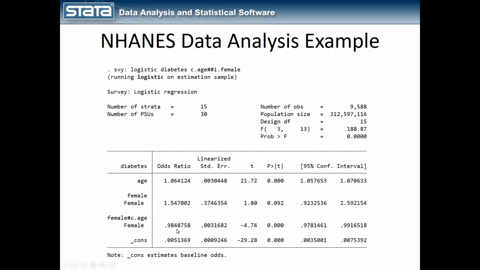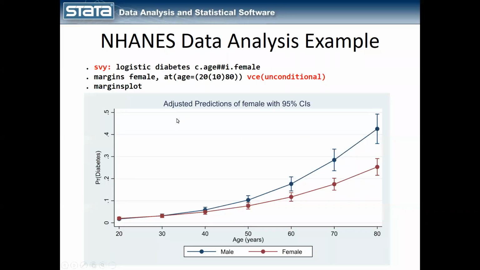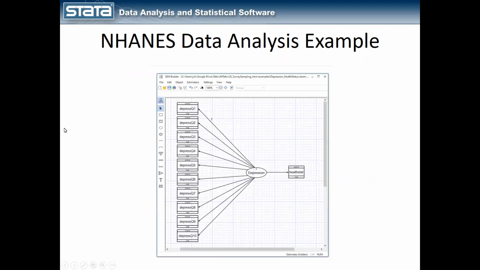Would anyone like to try that? Anyone want to take a crack at interpreting an odds ratio for an interaction term? Yeah, me either. But if I use margins and marginsplot, it's really easy to convert that to the predicted probability of diabetes. And so it's nice to be able to just look at these curves over age and see that females tend to have a lower probability of diabetes, and that gap between males and females is larger for older ages. So again, even if you have complex survey weights, you can still use margins and marginsplot.